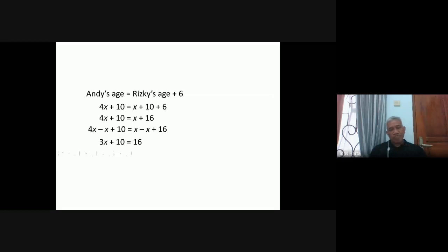Next, we subtract 10 again. 3x equals 6. After that, divide by 3. So we get x equal 2. The answer to the problem is Rizky's current age is 2 and Andy's current age is 8.